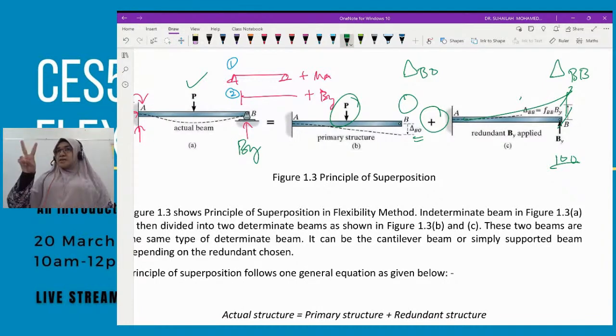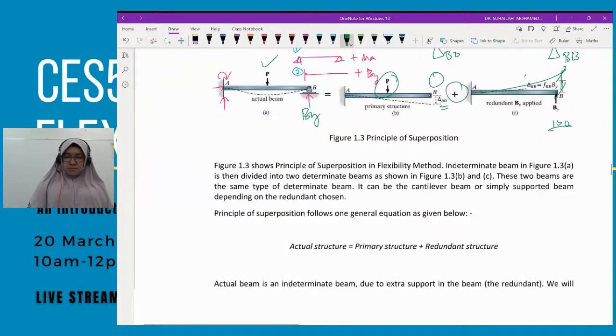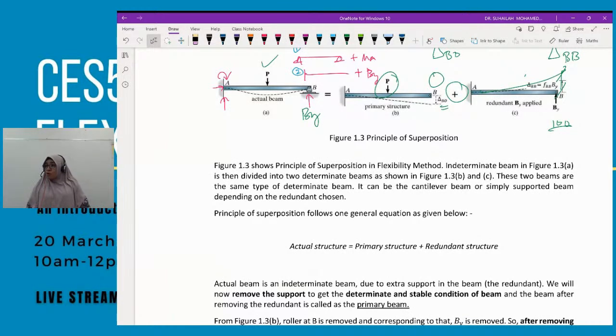Okay, two notations, remember? Two notations. First for the position, second for the type of beam. So the second B, the By applied, we take that B. Okay? So that is the principle of superposition. Later when you do examples, you will understand more about this.